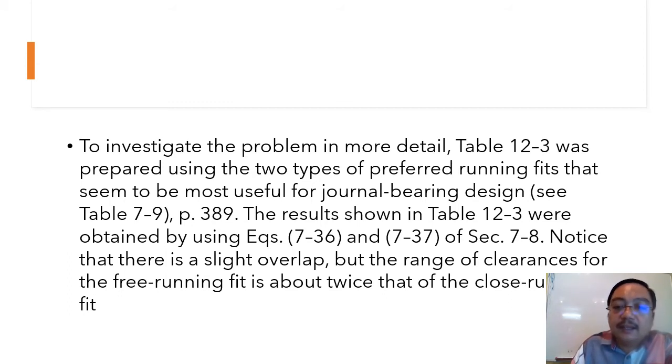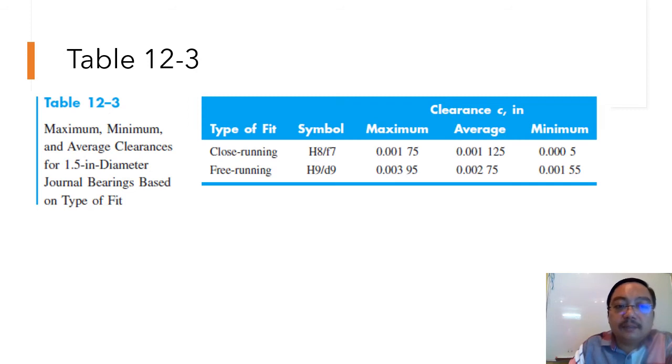Results shown in table 12.3 were obtained using equations 7.36 and 7.37 in section 7.8. Notice there is a slight overlap, but the range of clearance for free running fits is twice that of close running fits. This is table 12.3: maximum, minimum and average clearance for a 1.5 inch diameter journal bearing.